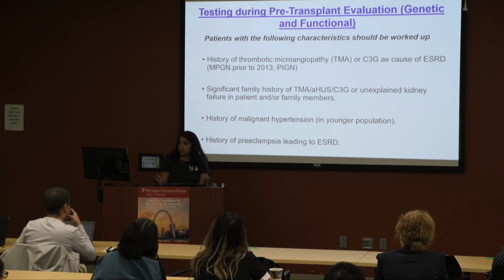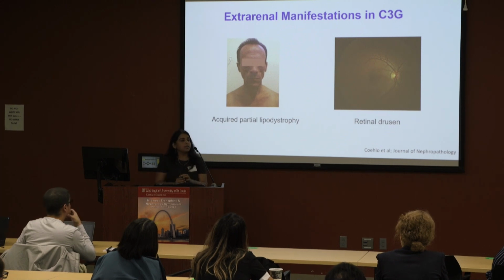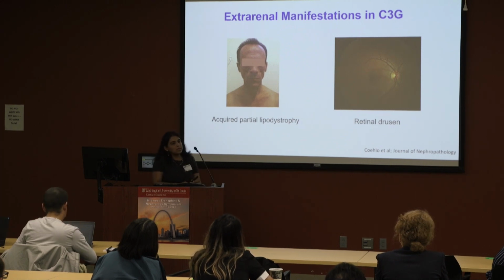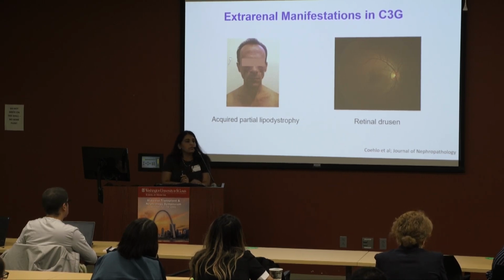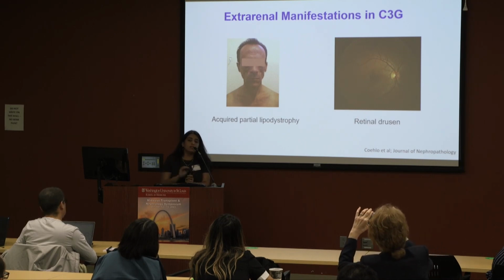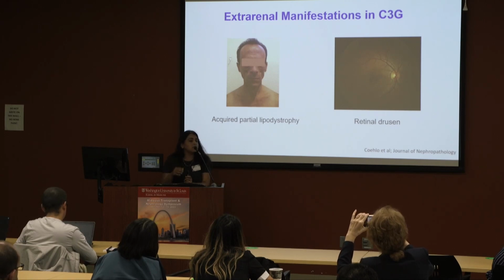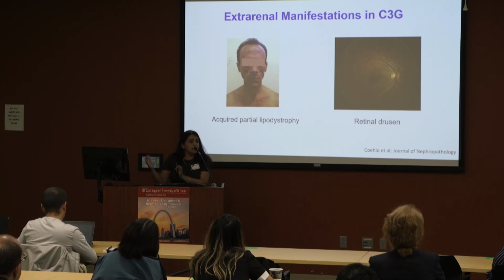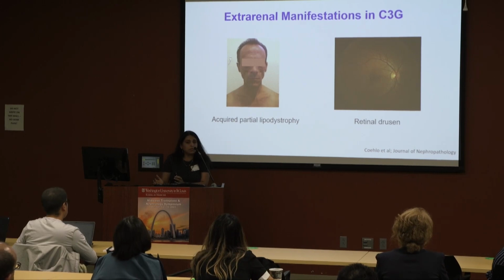And this is primarily based on our own experience here, where we've tested these patients during pre-evals and we've found complement mutations. There are two other extrarenal manifestations that we often forget about in C3G. One is called acquired partial lipodystrophy, which is very rare, but retinal drusen is a fairly common extrarenal manifestation of C3G. And if you have a young patient who has drusen or has vision abnormalities, it is very important to make sure that they are being tested and you're looking for C3G in those.